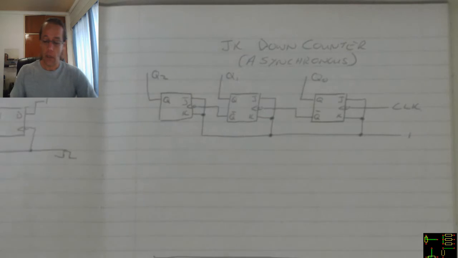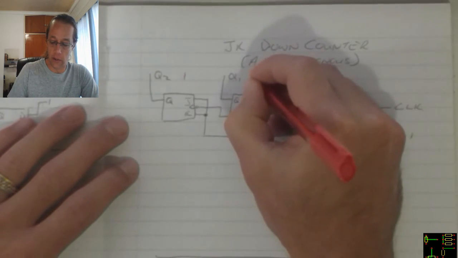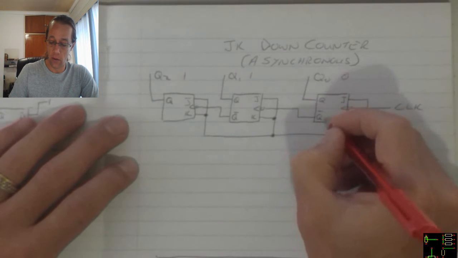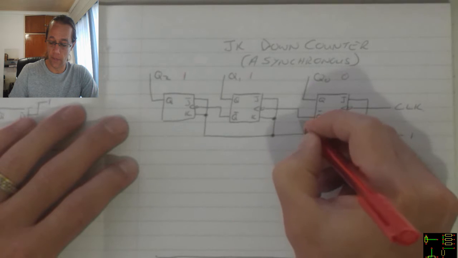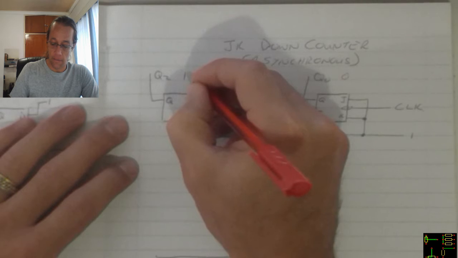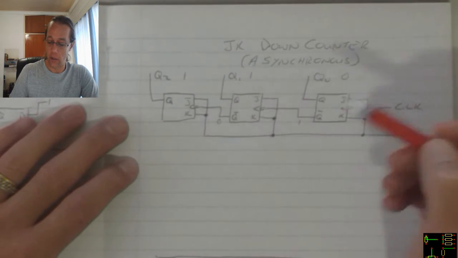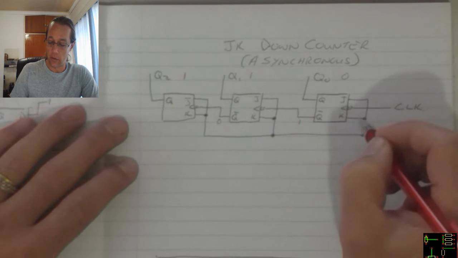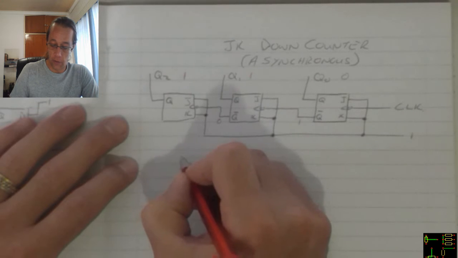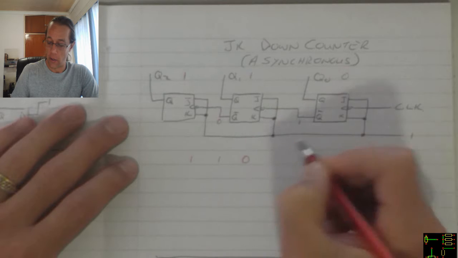clock input. Now if we accept that we're starting at 1, 1, 0, that means that this Q, or this NOT Q, is a 1. That means that this is a 0, and because we've got 1 on all the inputs, these are ready to flip or toggle. So our first is 1, 1, 0.